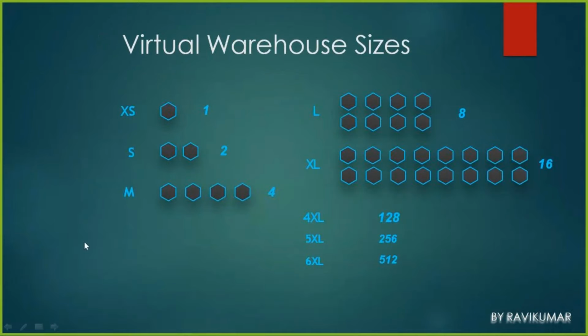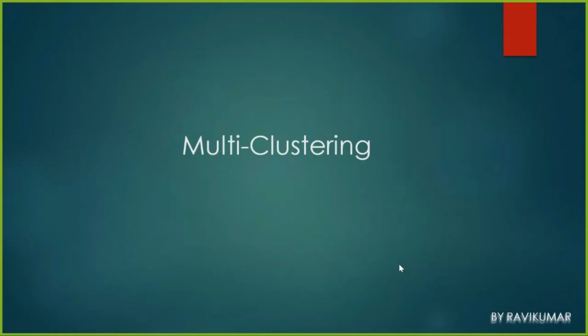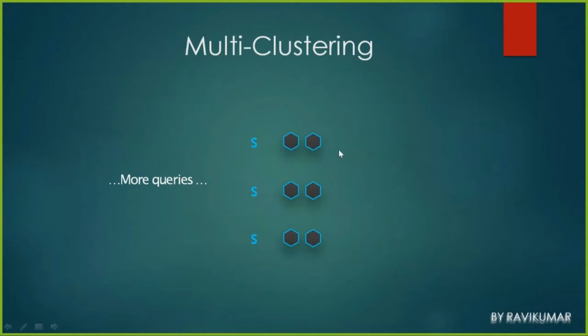So XS means 1, S means 2 nodes, up to 6X-large meaning 512. Multi-clusters are also supported. At a time you can involve multiple clusters like this. This is an S cluster, S means 2 only, no? 1 cluster, 2 clusters, 3 clusters.